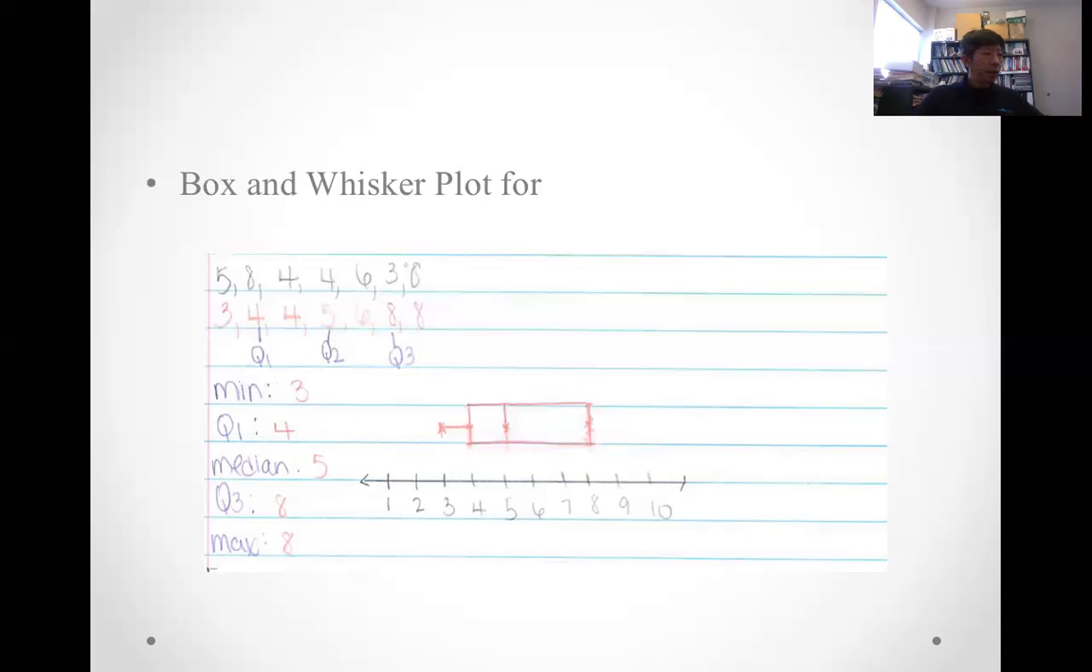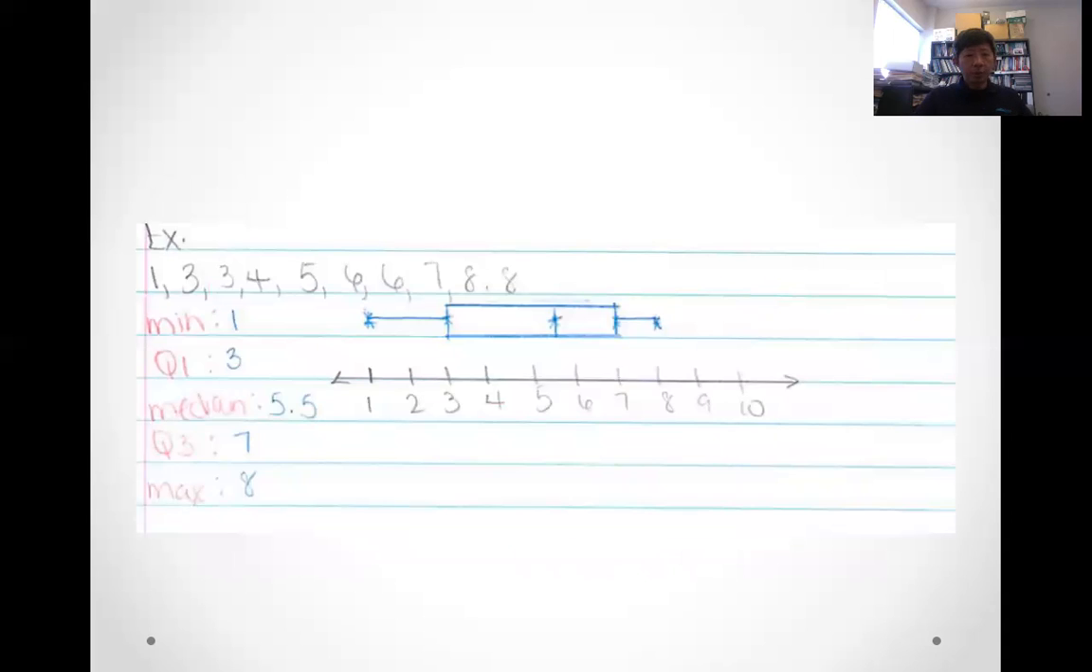Let's take a look at another example, okay? This is a set of data, and then with this set of data, we can find what's the Q1, Q2 and Q3. So the median number is right here, which is the middle number, which is 5.5. So that'll be Q2, okay, Q2.